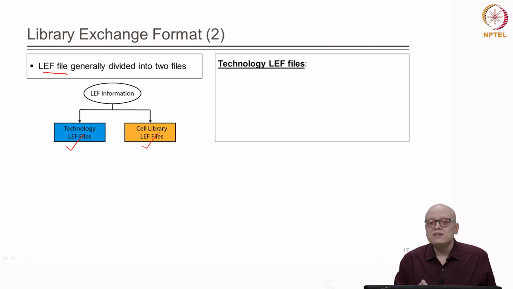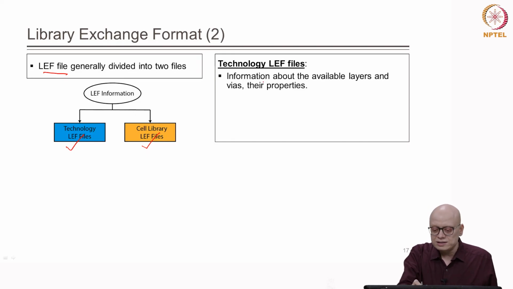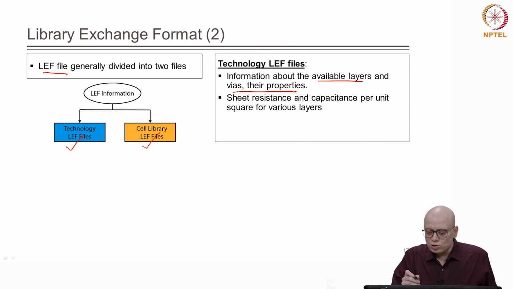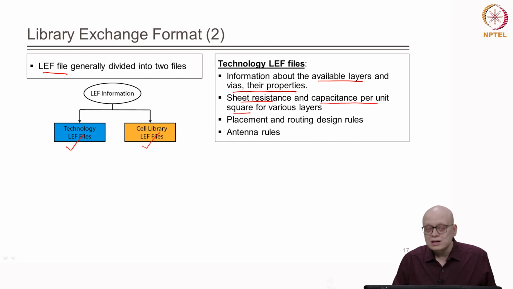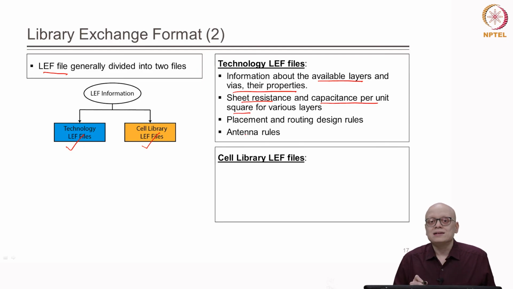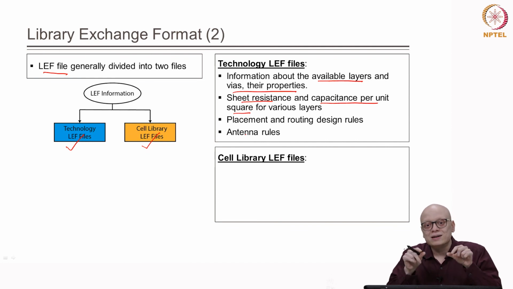Now, what does the technology LEF file contain? The technology LEF file contains information about the available layers, vias and their properties. It also describes the sheet resistance and the capacitance per unit square for various layers, and it also contains some placement and routing design rules and also the antenna rules that we just discussed. And the cell library LEF files contain information of the cell. During physical design, we need to place the cells and route them, so we need some information about the physical attributes of the cell. What is the bounding box, where the pins are, and so on.